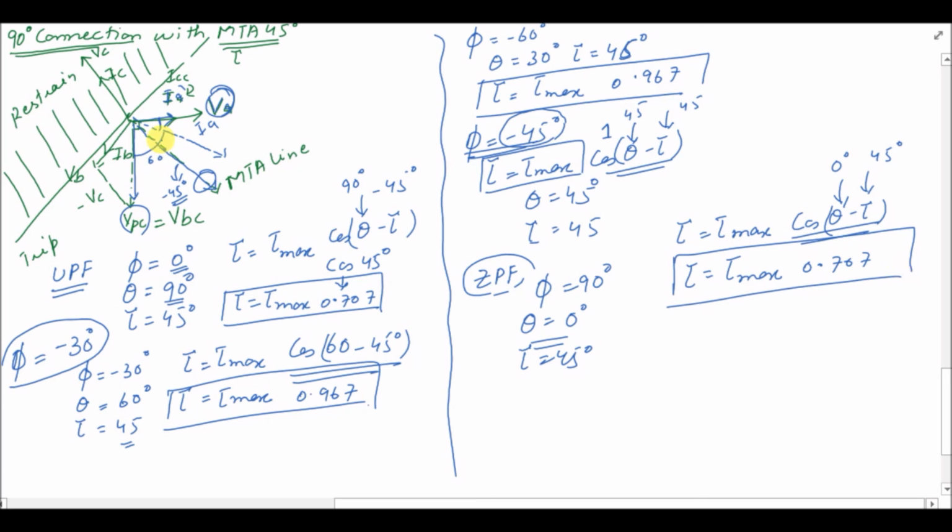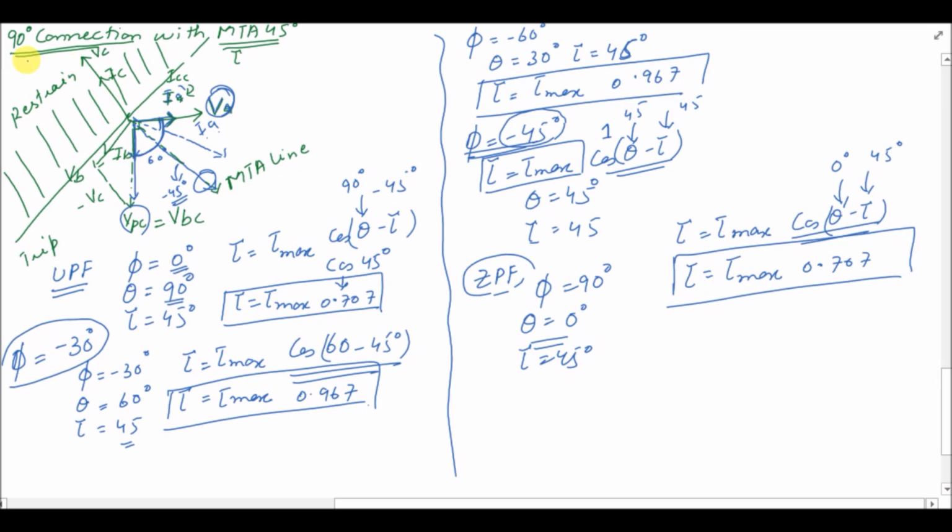So now we are having a sufficient amount of torque being produced in the disk of the directional relay whenever we are moving IA from unity power factor position to zero power factor position. So we have at least 0.707 times the maximum torque being produced in the disk whenever we are moving this IA from unity power factor position to zero power factor position.